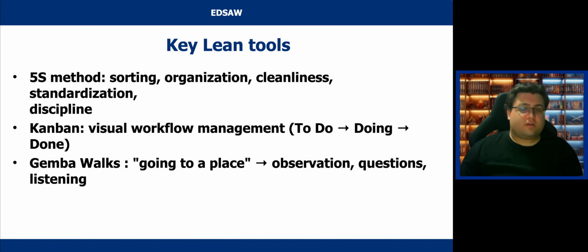The second tool is Kanban. It is a visual work management system. It most often takes the form of a board divided into columns: to do, doing, and done. Tasks are moved from column to column, and the team has an overview of what is being worked on. Kanban helps prevent overload and ensures a smooth flow of work.